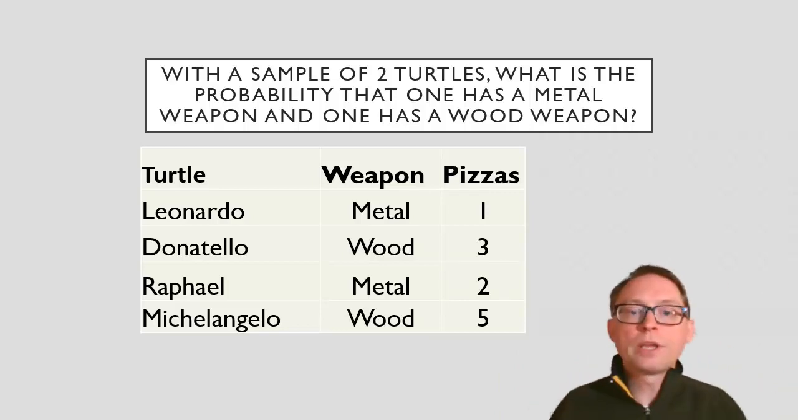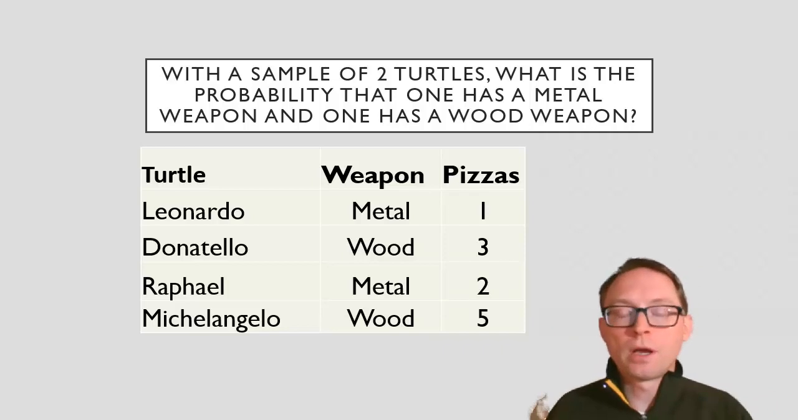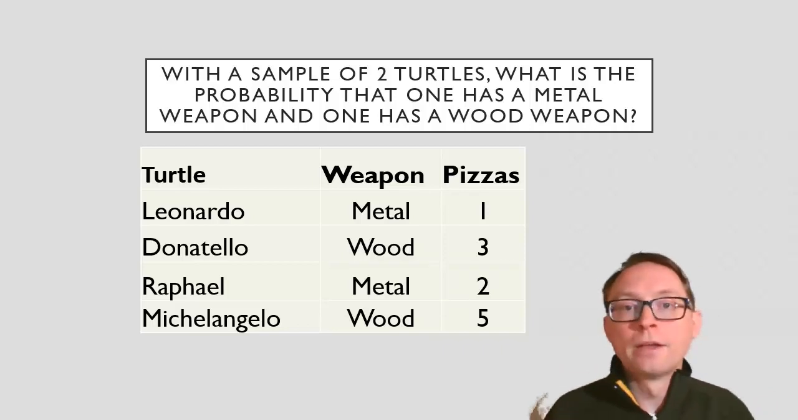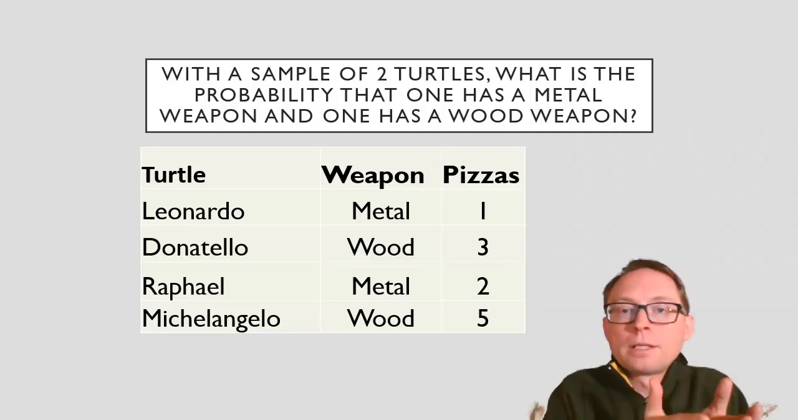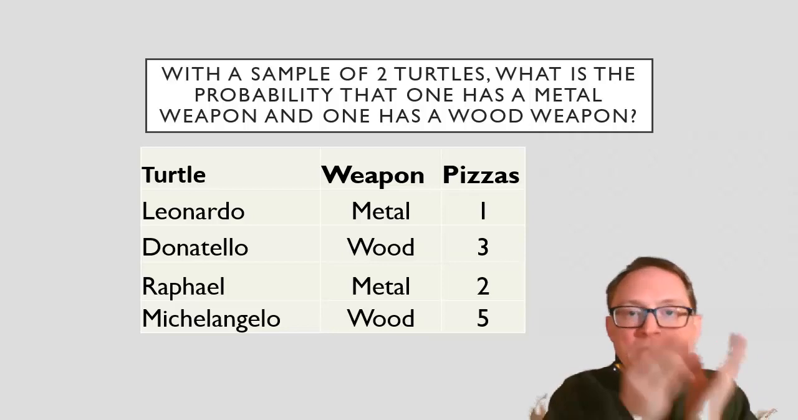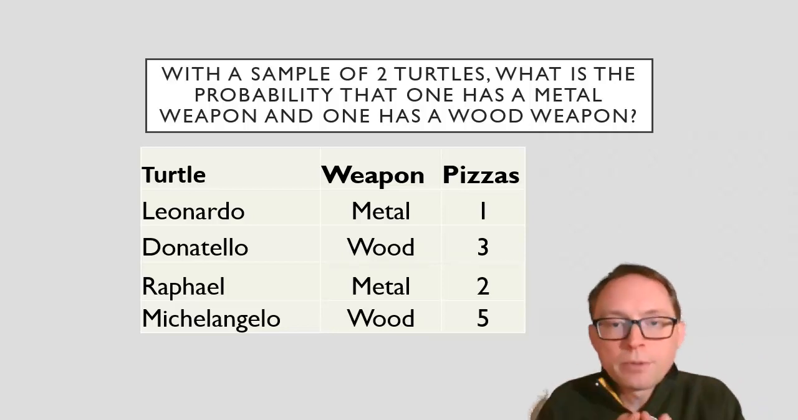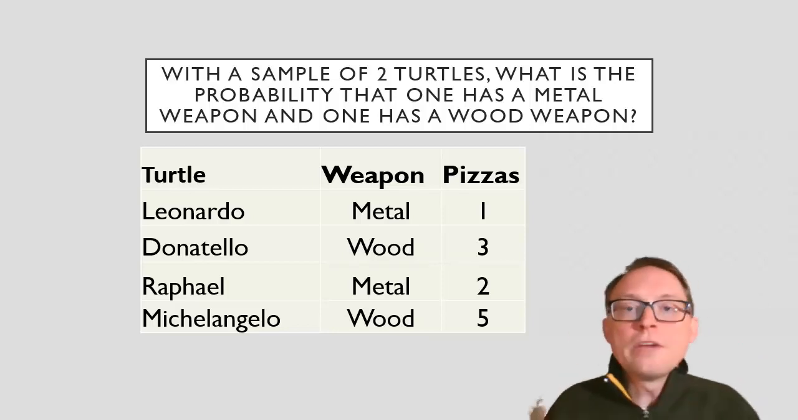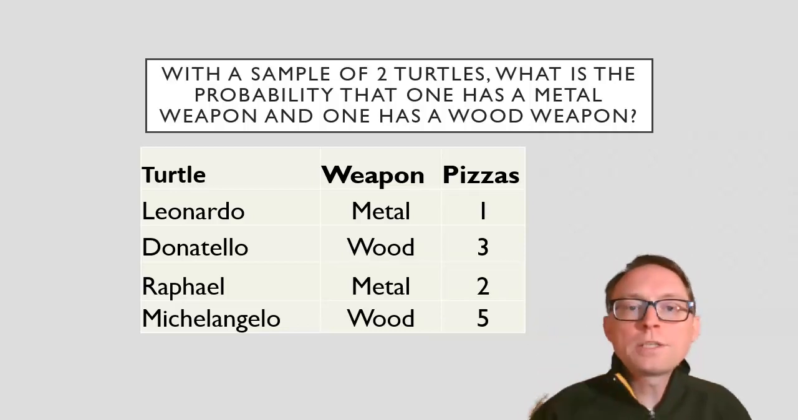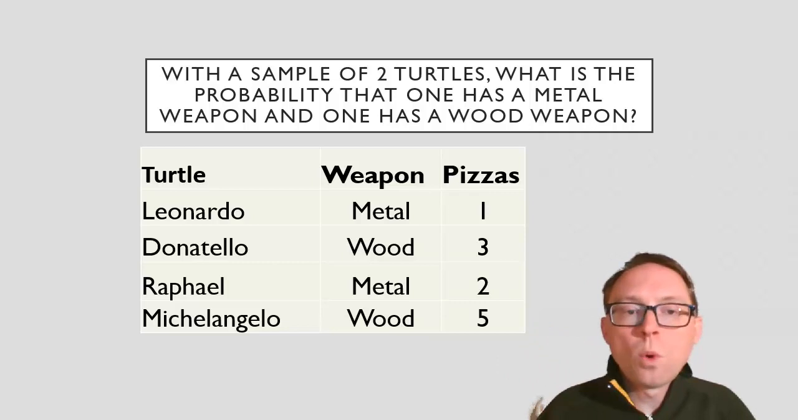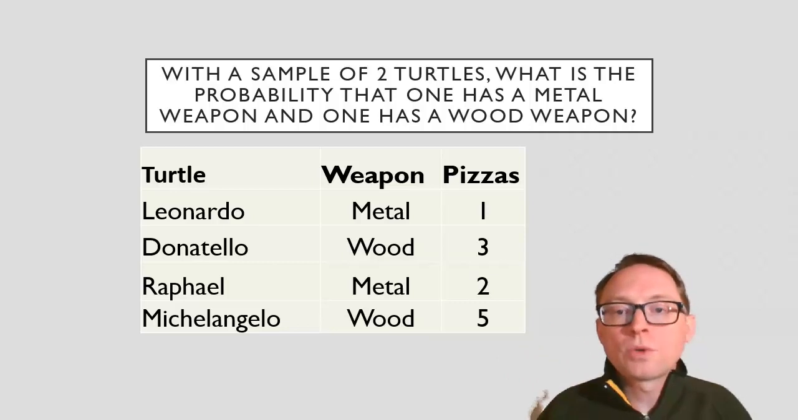So in each one of these, we have replacement going on here. We put them back in for the second sample. So in this case, it's a totally random sample. Think about it in terms of, on Monday, I'm going to sample this one. And then randomly on Tuesday, I'm going to sample this one. So if you randomly sampled 2 turtles, what is the probability that one has a metal weapon and one has a wood weapon?